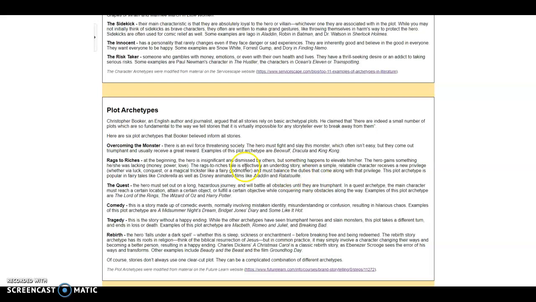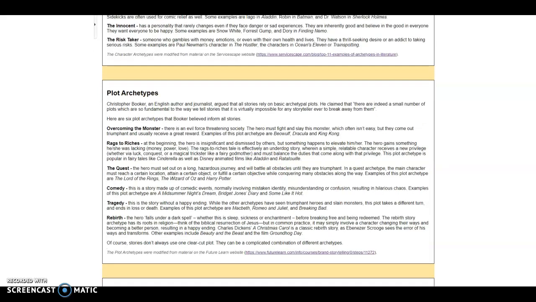So that's sort of a rags to riches plot structure. Cinderella would be a good example of that. Aladdin would be a good example of that in movie form.